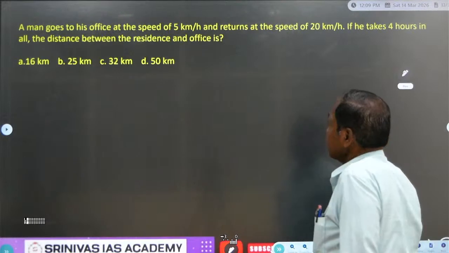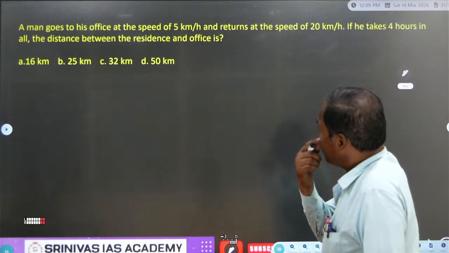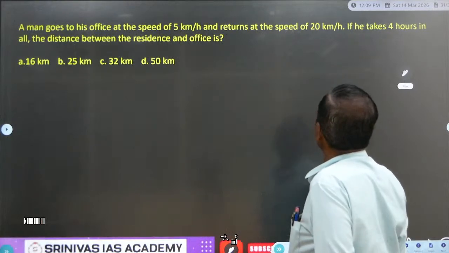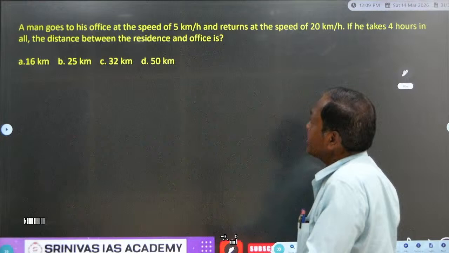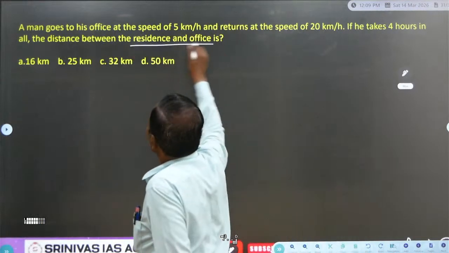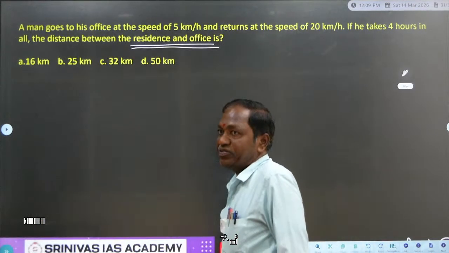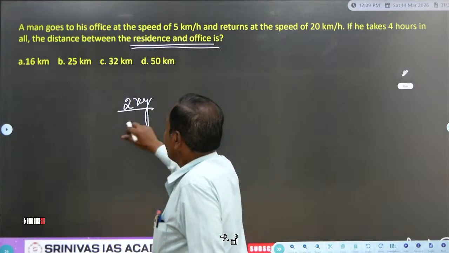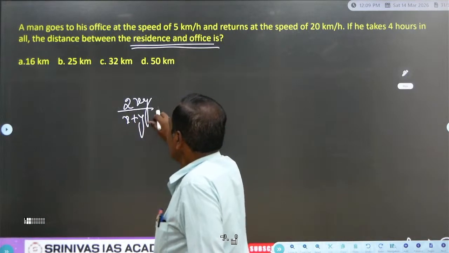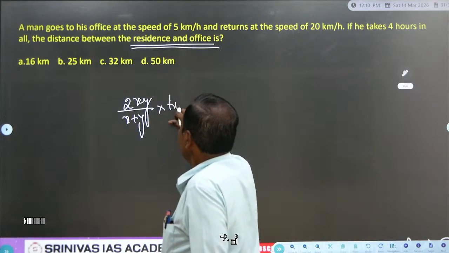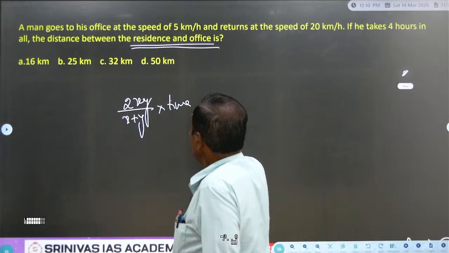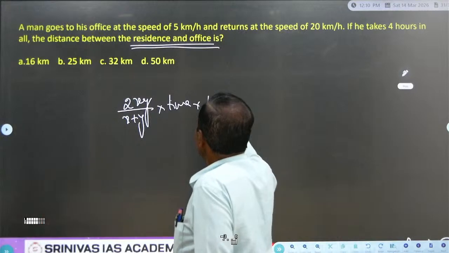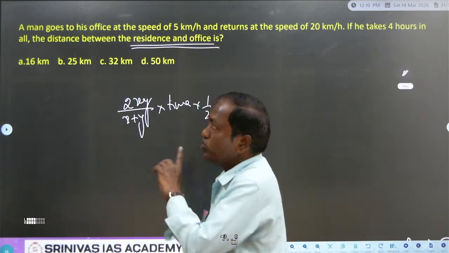Next, a man goes to his office at the speed of 5 kilometers per hour and returns at the speed of 20 kilometers per hour. If it takes 4 hours in all, find the distance between the residence and the office. Same formula, 1 divided by 2, that is 2xy by x plus y into time, and then into half. You will get the distance between home and office.